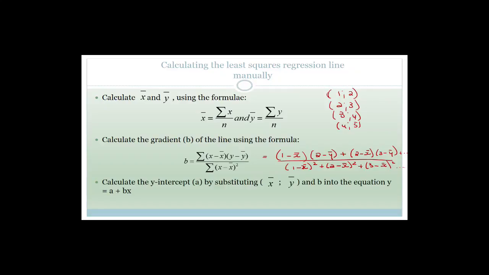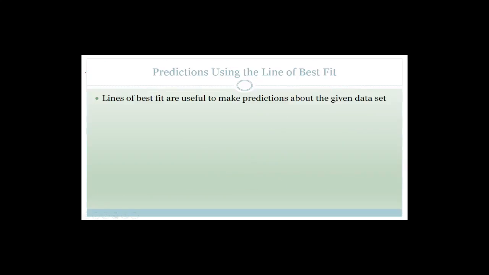Then you calculate the y-intercept by substituting the average x, average y and the b into the equation y equals a plus bx. And you would get this formula, y equals a plus bx. There are ways to do it on your calculator, and we'll talk about that in a second. But the predictions are used in the line of best fit. Lines of best fit are useful for making predictions about the given data set.